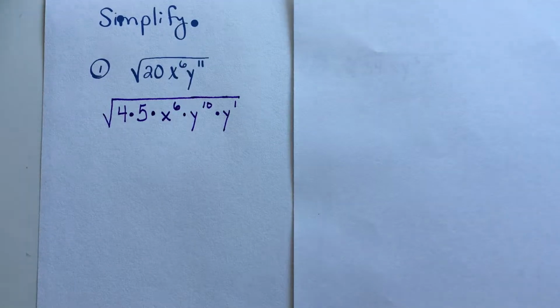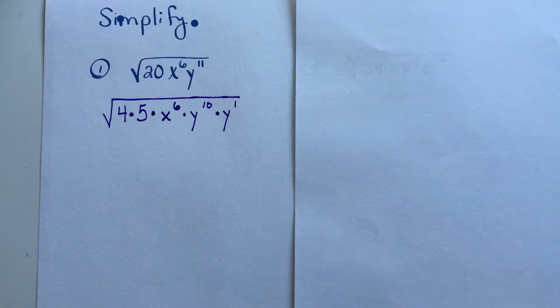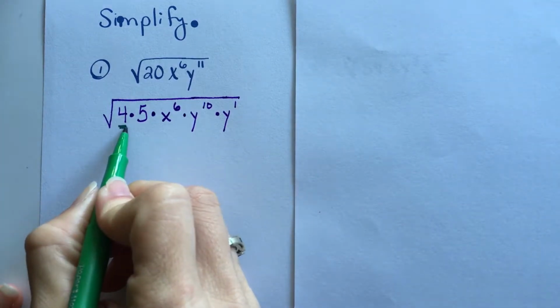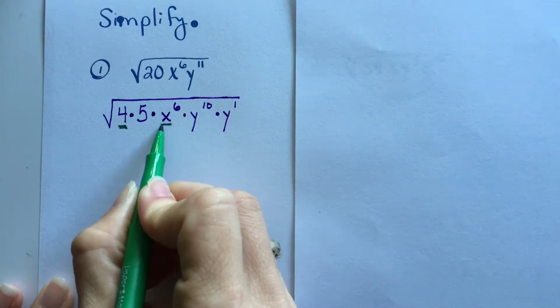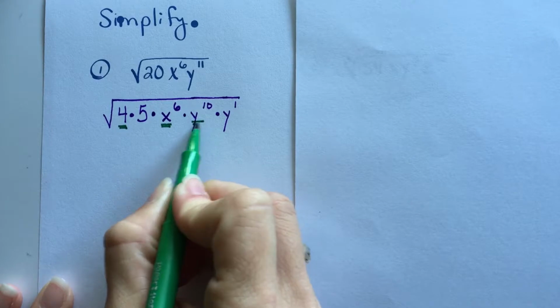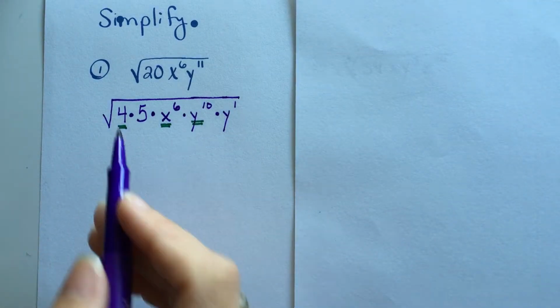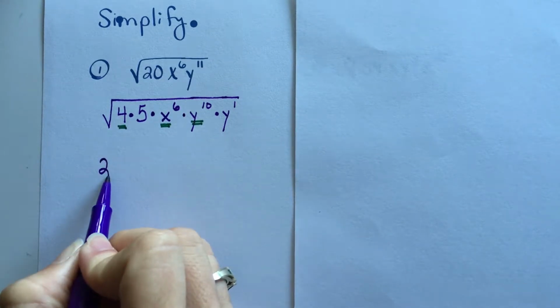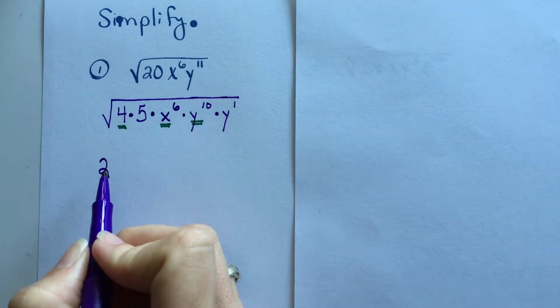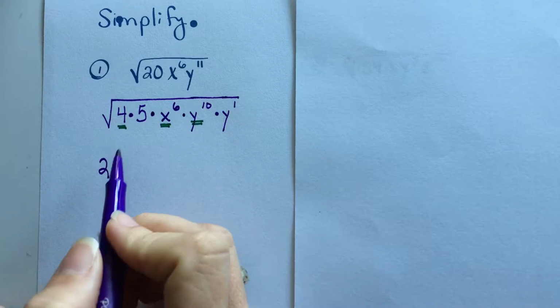Now, what I have that is directly on that list, that's the 4, the x to the 6th, and the y to the 10th, okay? I want to concentrate on those first. We're going to actually take the square root of those. Now, the square root of 4 is 2, okay? So you do your numbers just like you always have.